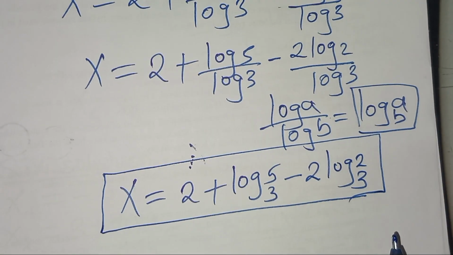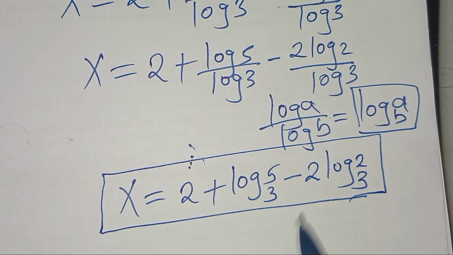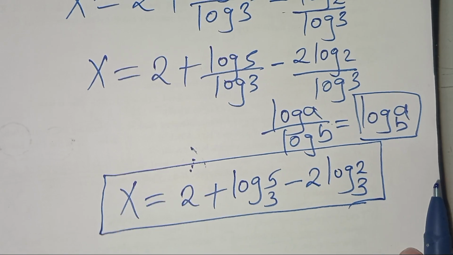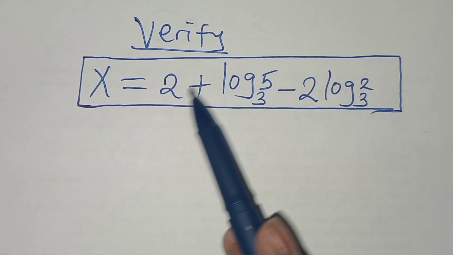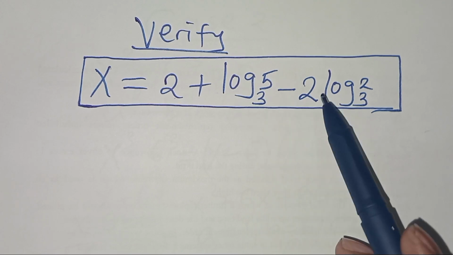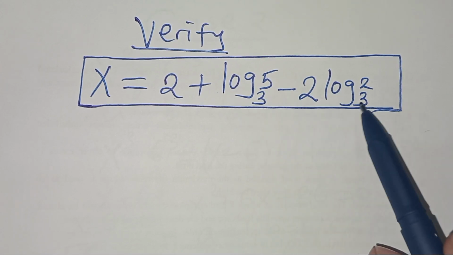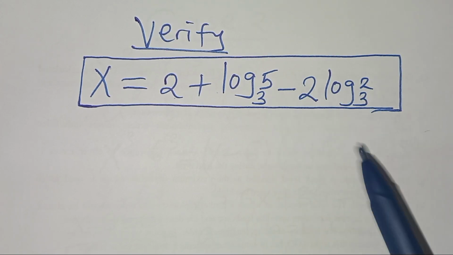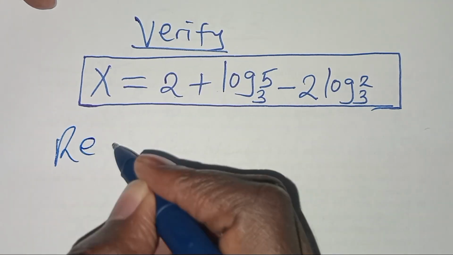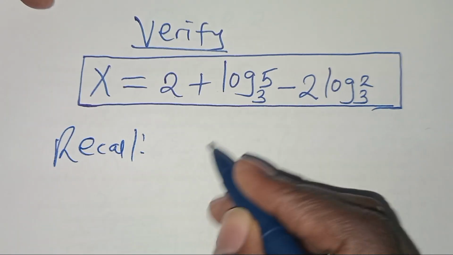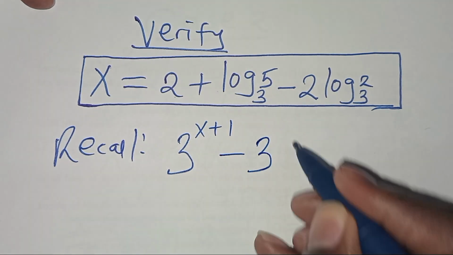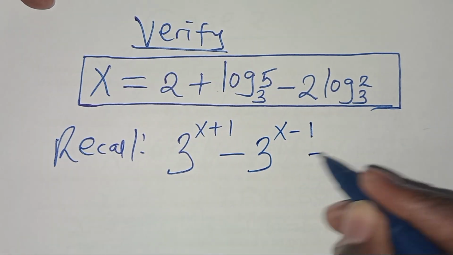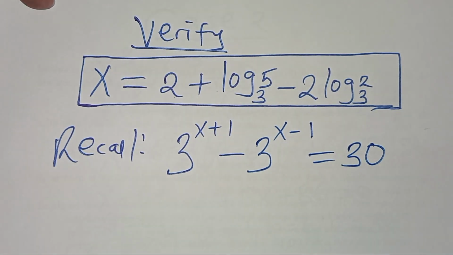So let's verify that this value of x actually satisfies the equation by following these steps. Now let's verify that this value of x, which is 2 plus log 5 to base 3, subtract 2 log 2 to base 3, actually satisfies the equation. Now if you recall, we had that 3 to the power x plus 1, subtract 3 to the power x, subtract 1, should give us a value of 30.